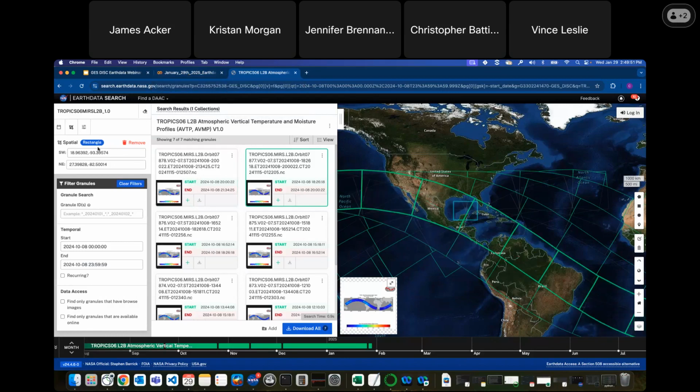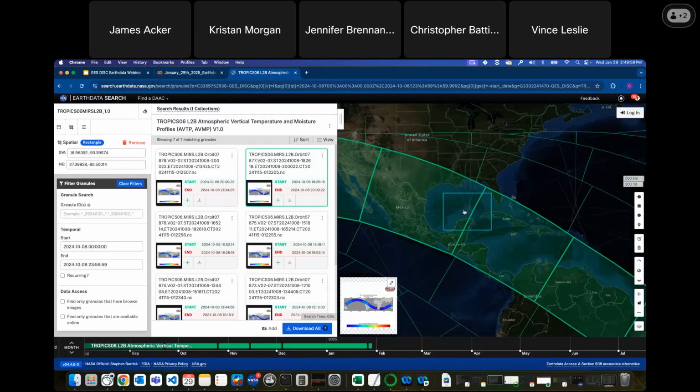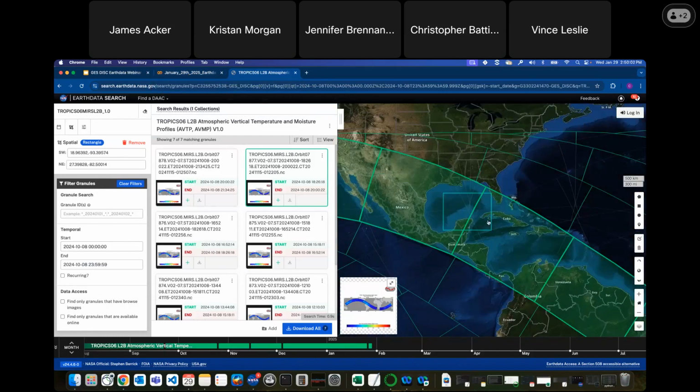So you can see on the left here, I've got my collection short name that I have entered, along with the bounding box and the temporal query. And you can see the blue bounding box over the north side of the Yucatan Peninsula, which is around the same area and time that Hurricane Milton experienced 2 eyewall replacement cycles.